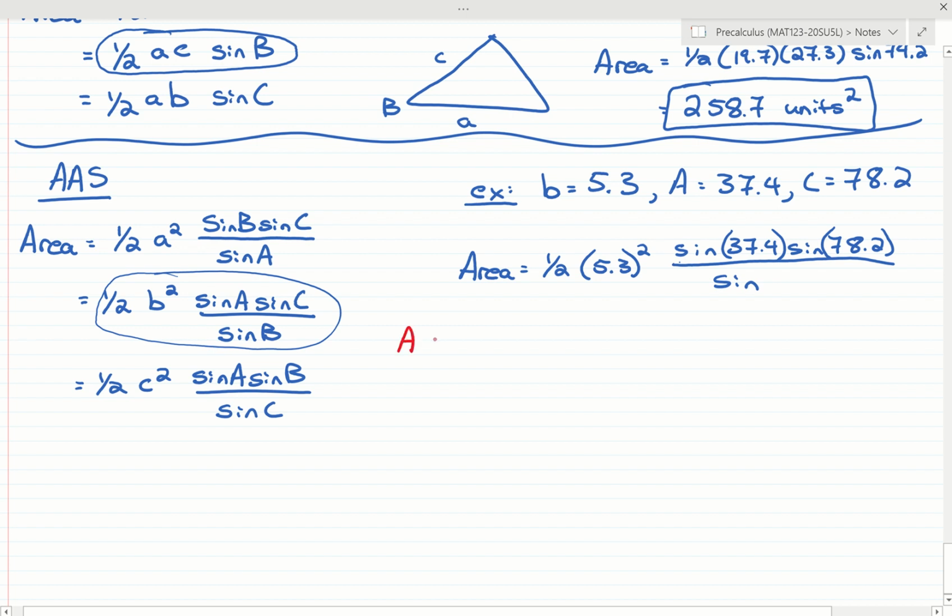If A is 37.4 and angle C is 78.2, we could do 180 minus those angles, and that would tell us easily what angle B is. So 180 minus 37.4 minus 78.2 gives us angle B, which is 64.4 degrees.